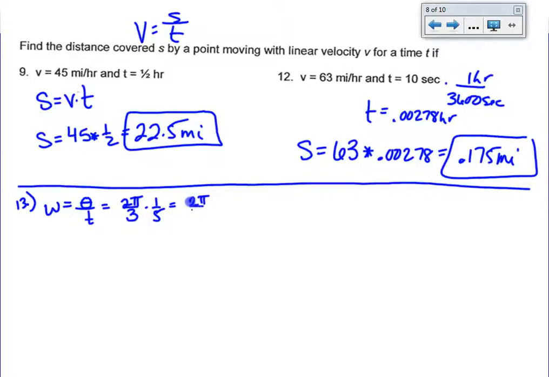You can leave your answer as 2 pi over 15 radians per second, but again, real life applications, pi answers don't really make a lot of sense. You'll notice that when you check your homework in the binder, I left a lot of my answers in pi because when I did my homework, I did not have a calculator.